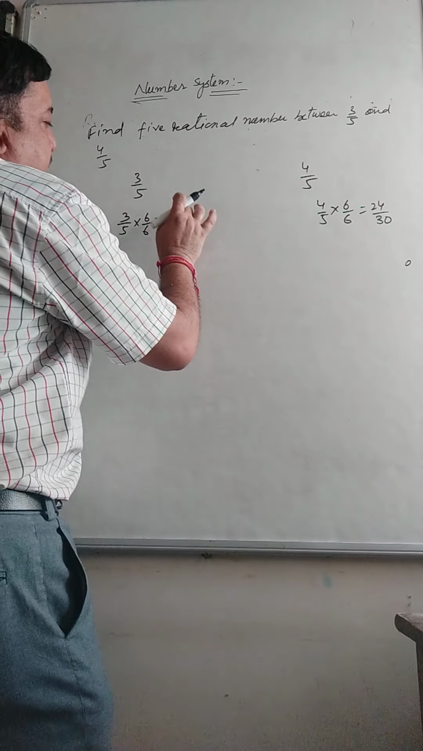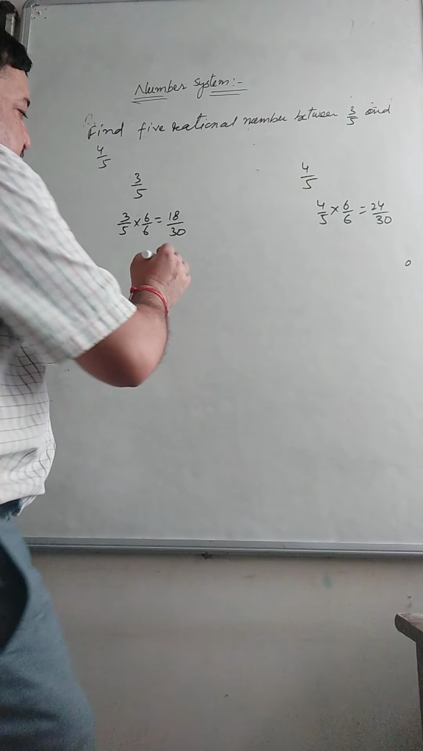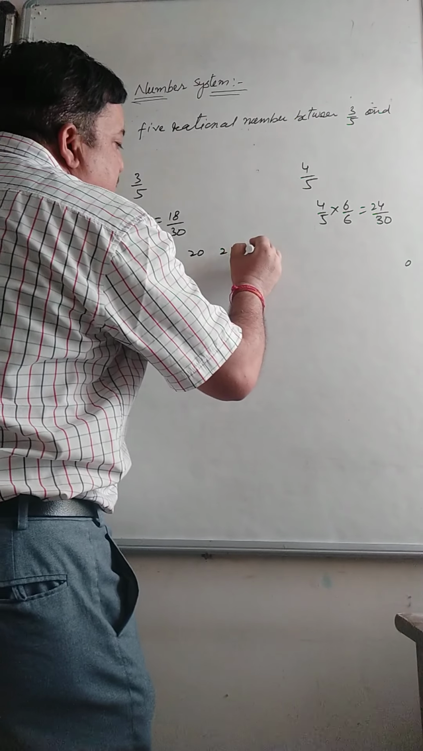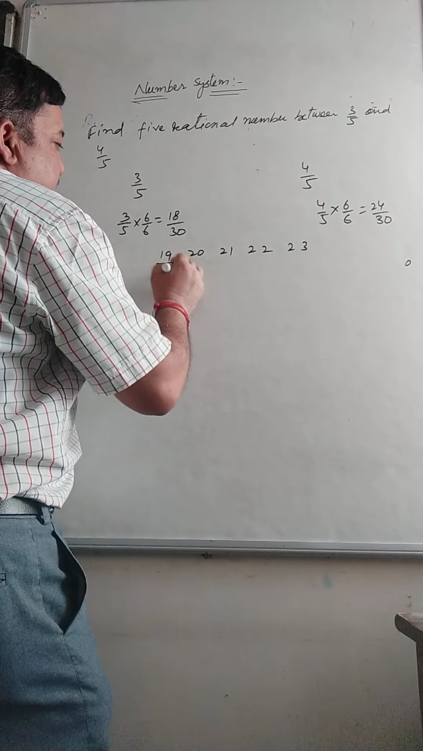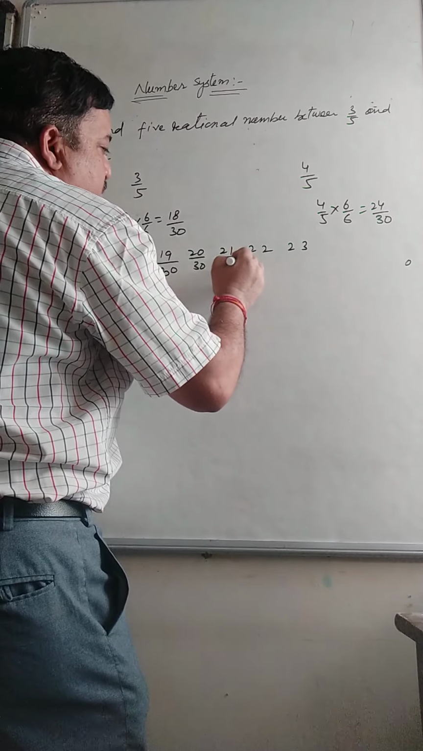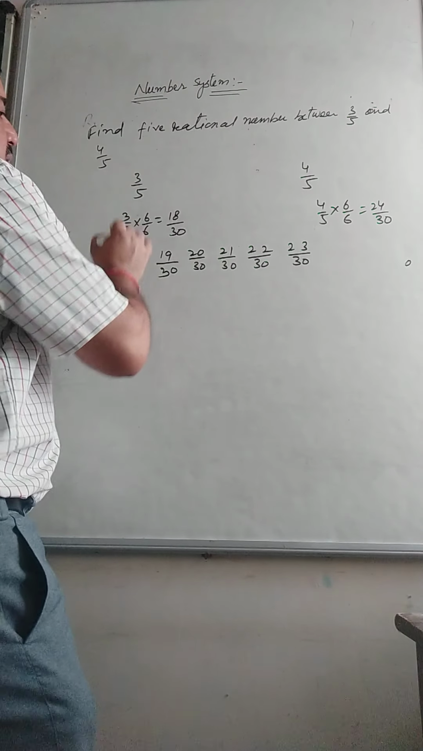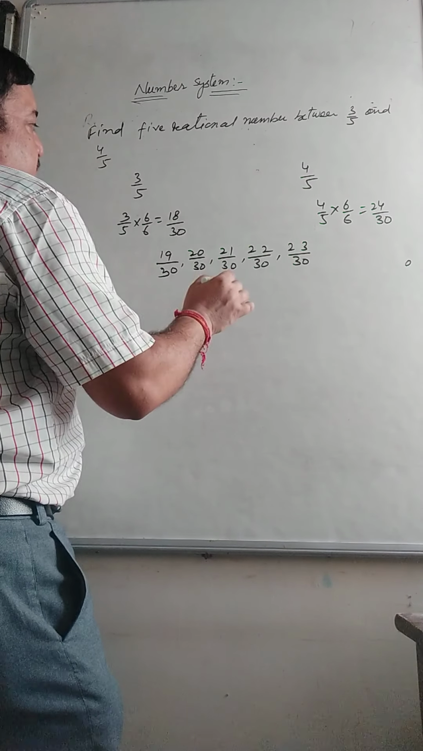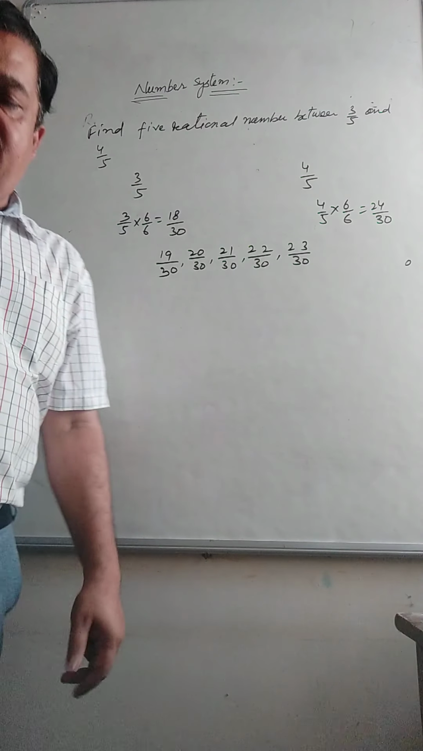Now, between 18 and 24, how many natural numbers are there? 19, 20, 21, 22 and 23. So these are the numbers: 19 upon 30, 20 upon 30, 21 upon 30, 22 upon 30 and 23 upon 30. These are the rational numbers between 3 upon 5 and 4 upon 5.